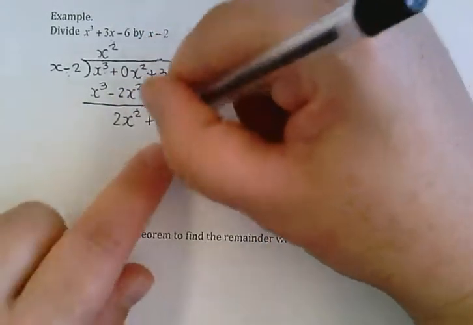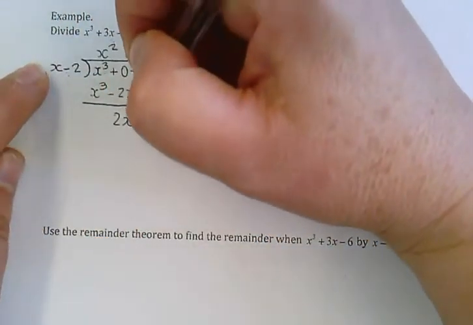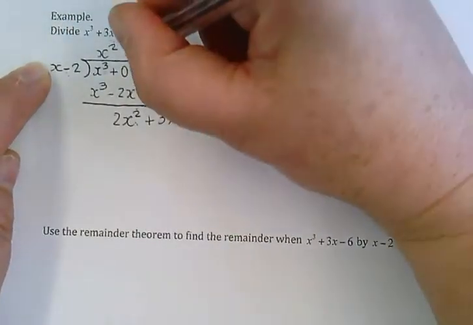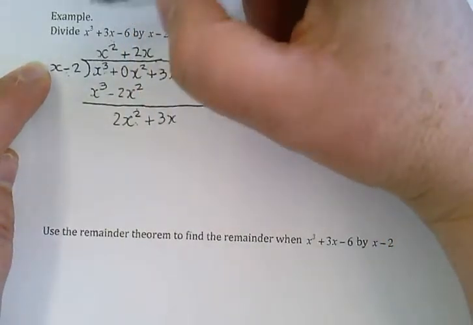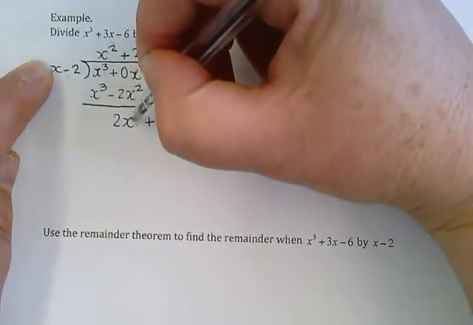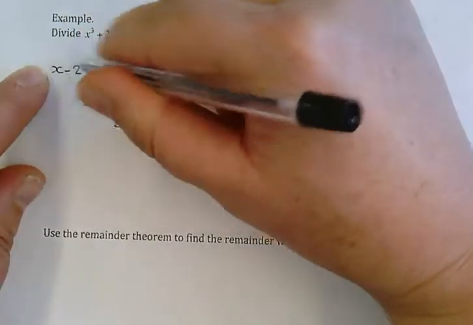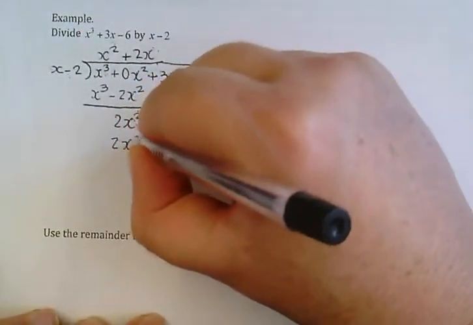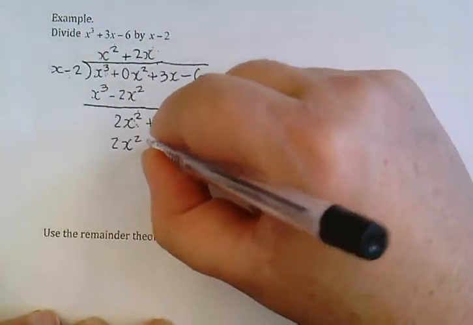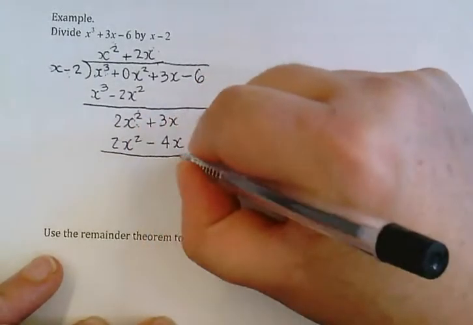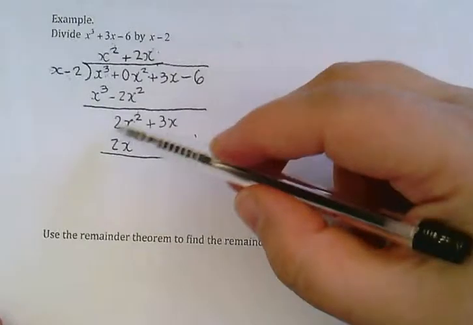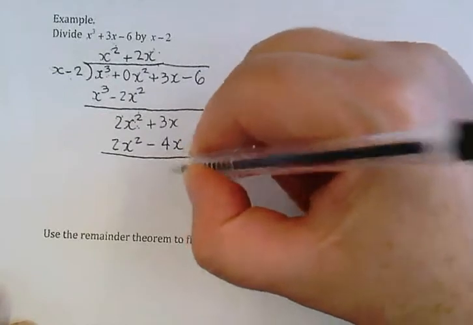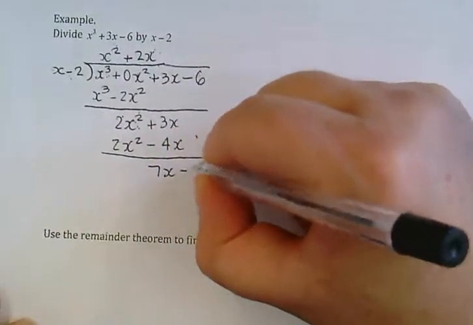So I had a 2x squared, and I bring the next thing down. I'm going 2x squared divided by x, or x into 2x squared. Isn't it plus 2x? Because x times 2x gives me 2x squared. Yes? So now I multiply this 2x by each of those and put them underneath. 2x times x is 2x squared. 2x times negative 2 is minus 4x, and I subtract. You should always lose the first term, otherwise you're doing something wrong. 2x squared minus 2x squared is 0. 3 take away negative 4 is 7x, and bring the minus 6 down.